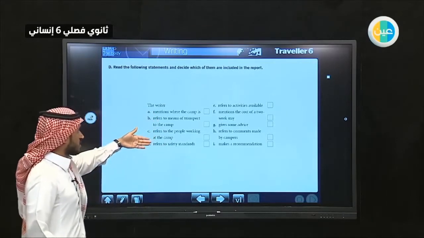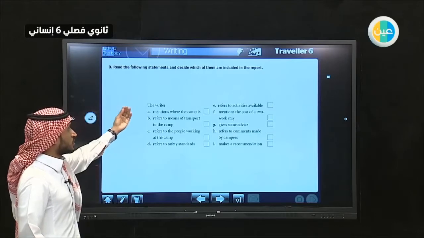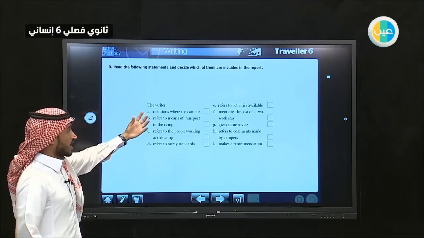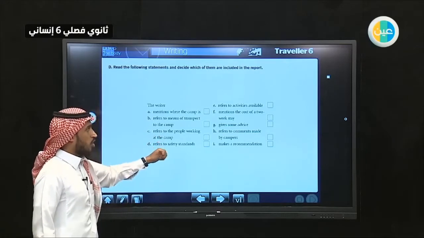We have here the question, says the writer, or read the following statements and decide which of them are included in the report.